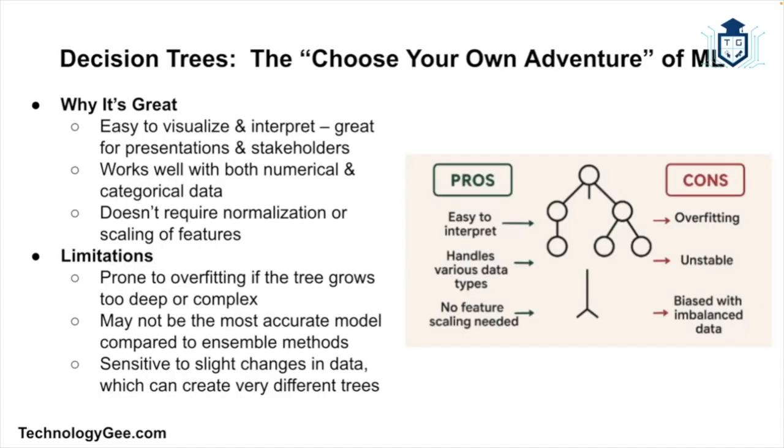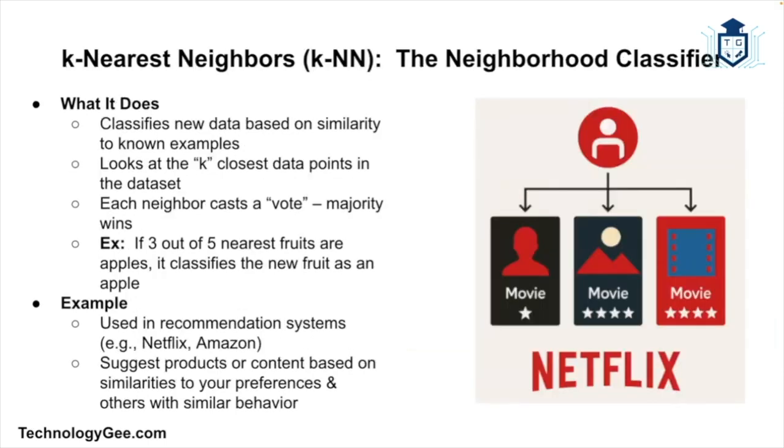Now, why is this great? Well, this is easy to visualize and explain, and it handles both numerical and categorical data, and there is no need to normalize or scale the data. Now, its limitations: it can overfit if the tree is too deep and is not always the most accurate on its own. All right, next we have what is called the K nearest neighbor.